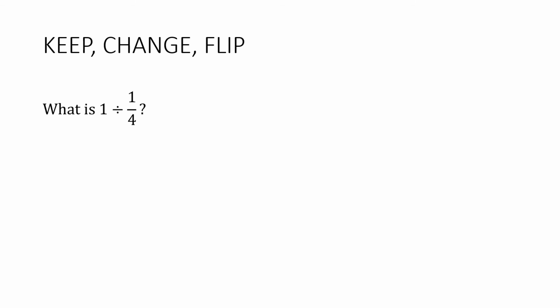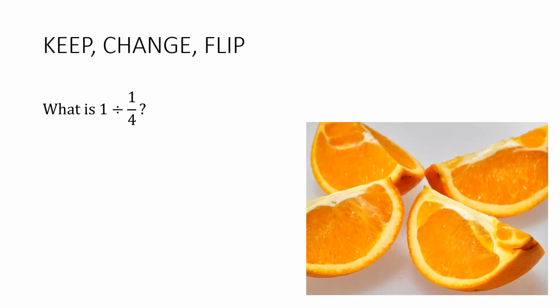Let's have a look at why that works. What is 1 divided by a quarter? Now think about what that question means. It means how many quarters go into 1. That's what division means. Have a look at this picture. What's the answer? It's 4, isn't it? There are 4 quarters in 1 whole.